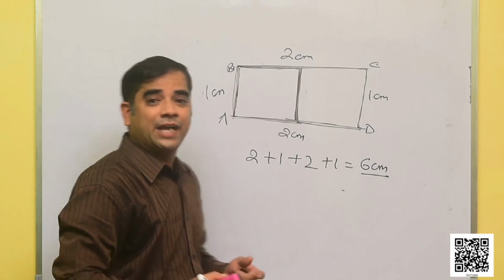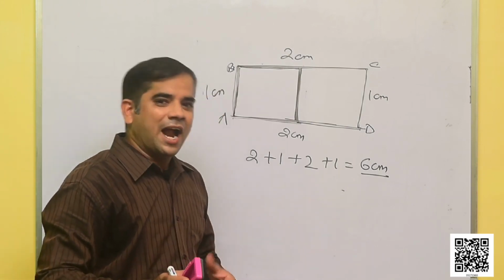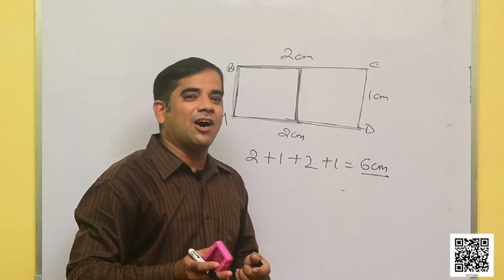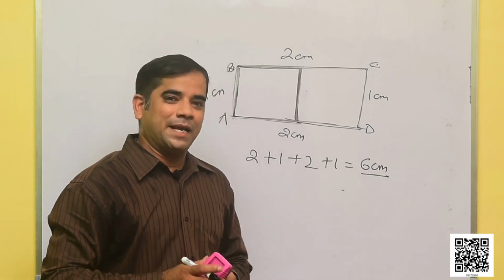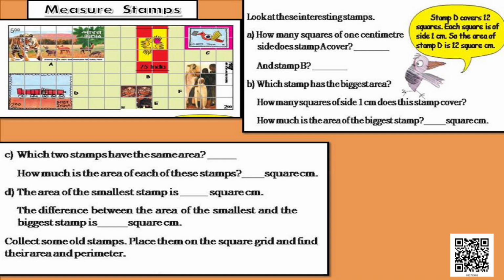Clear? Now you can construct your rectangles using 12 squares and find out the perimeter and check which is of larger perimeter and which has smaller perimeter. Okay? So students, here you can find some stamps and you are told to measure the stamps, the area and the perimeter. I have already told about the perimeter.